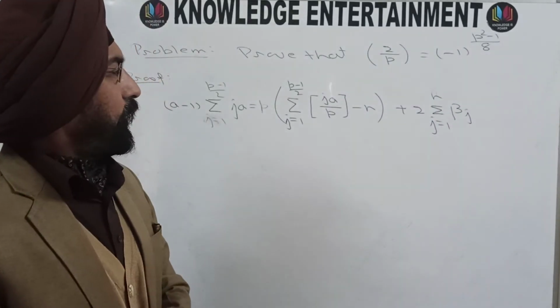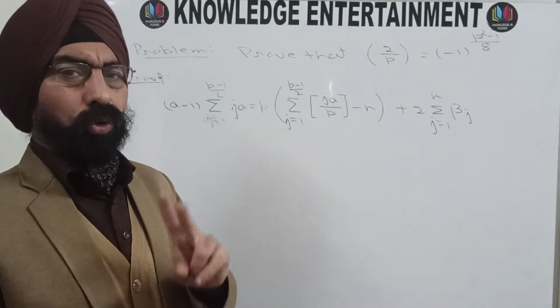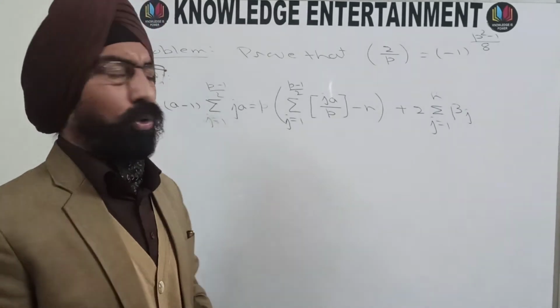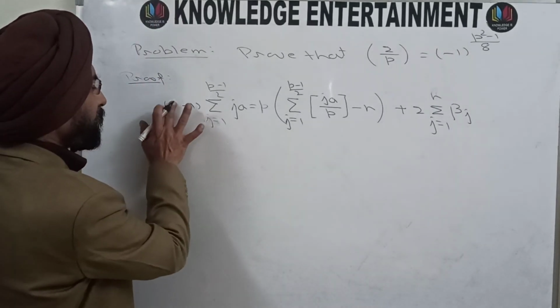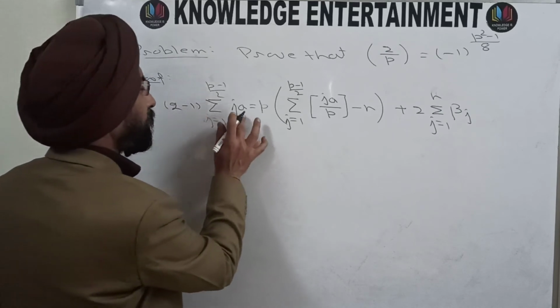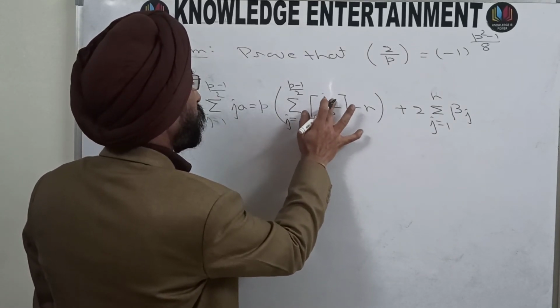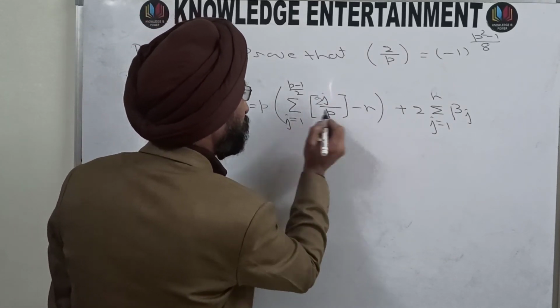That means your a is equal to 2. So substitute a is equal to 2 here. So substituting a is equal to 2 here, we will get 2 here, 2j by p.